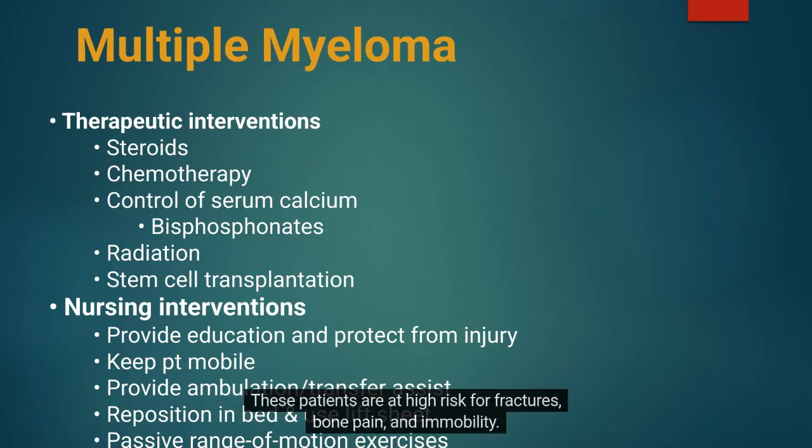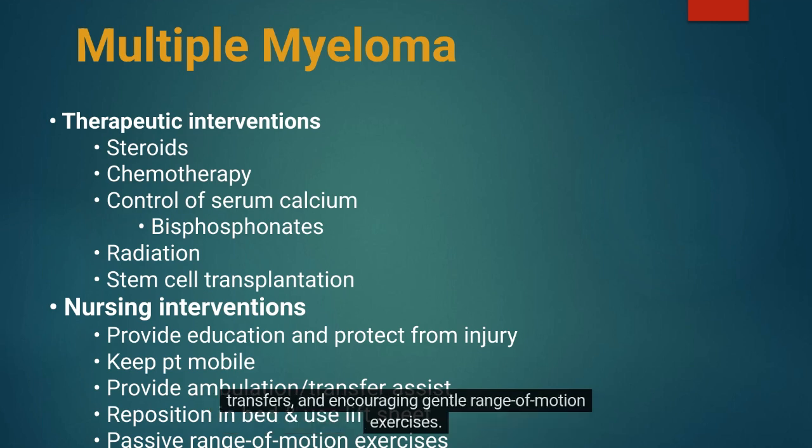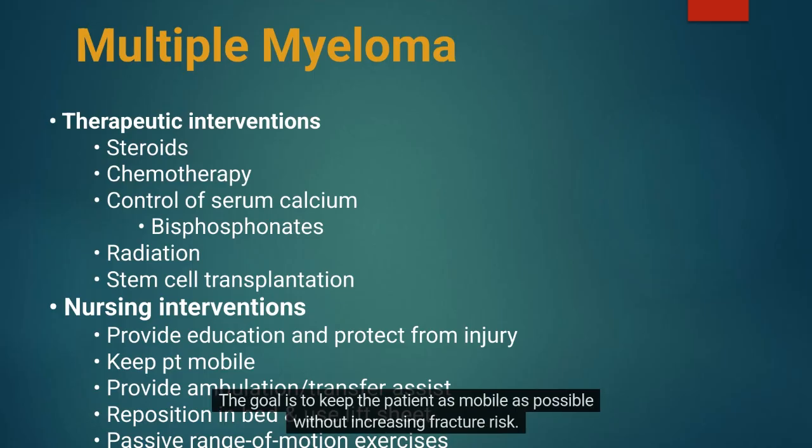These patients are at high risk for fractures, bone pain, and immobility. We must protect them from injury by using lift sheets when repositioning, assisting with ambulation and transfers, and encouraging gentle range of motion exercises. The goal is to keep the patient as mobile as possible without increasing fracture risk.